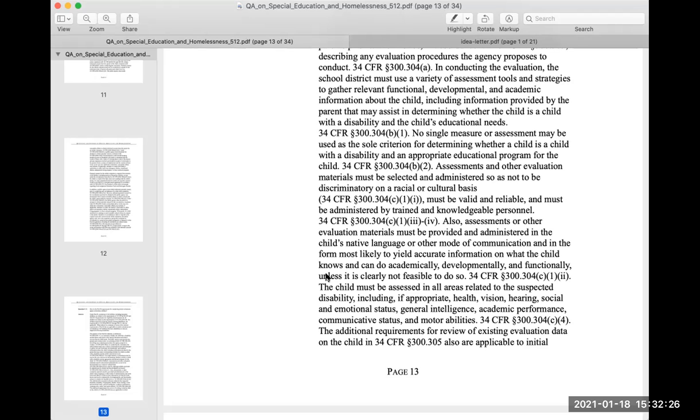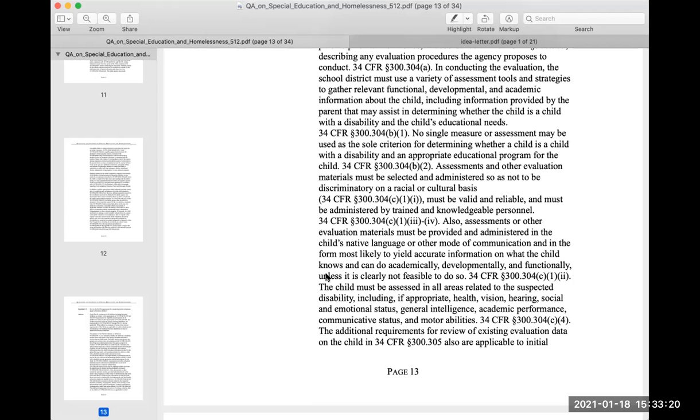34 CFR paragraph 300.304(b)(2). Assessments and other evaluation materials must be selected and administered so as not to be discriminatory on a racial or cultural basis. 34 CFR paragraph 300.304(c)(1)(i). They must be valid and reliable, and must be administered by trained and knowledgeable personnel. 34 CFR paragraph 300.304(c)(1)(iii)-(iv). Also, assessments or other evaluation materials must be provided and administered in the child's native language or other mode of communication and in the form most likely to yield accurate information on what the child knows and can do academically, developmentally, and functionally, unless it is clearly not feasible to do so. 34 CFR paragraph 300.304(c)(1)-(2).